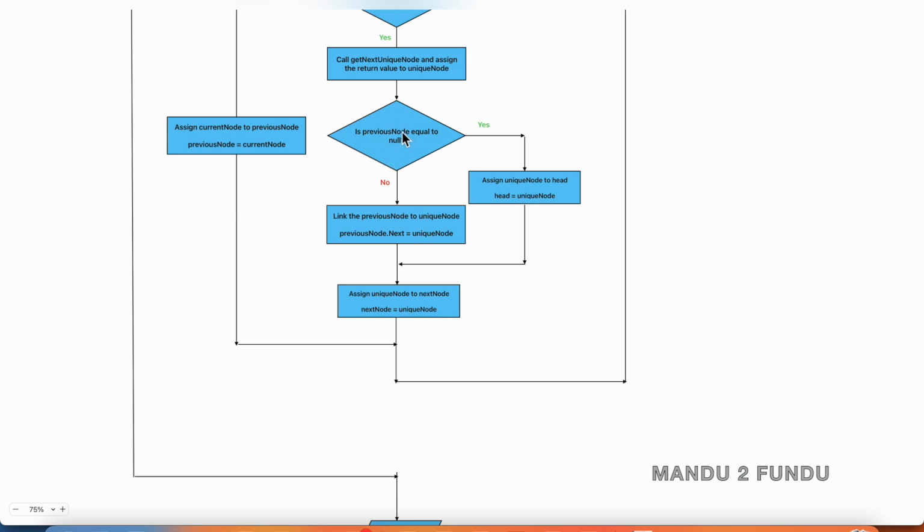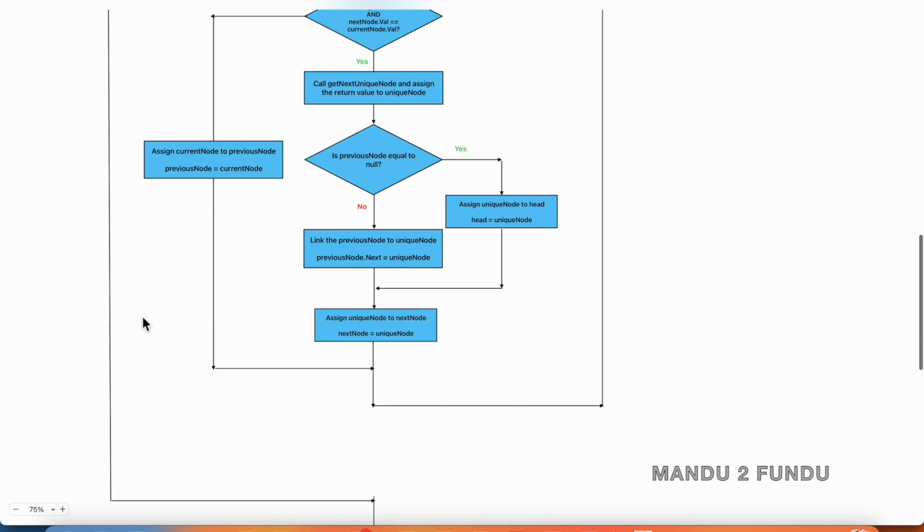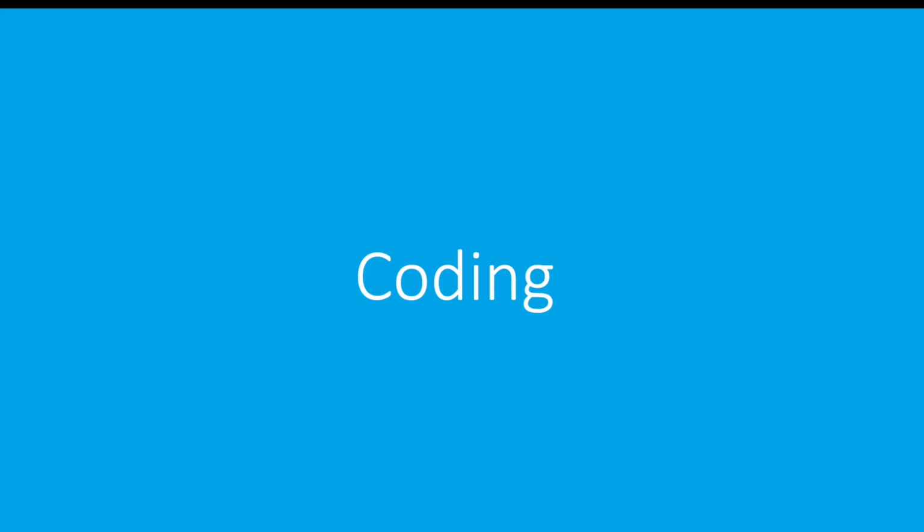Okay. So if the previous node is equal to null, then we simply assign the unique node as the head of the linked list. Otherwise, we link the previous node to the unique node. Okay, update the previous node's next pointer to point to the unique node. Then we assign the unique node as the next node. And after processing the current node, we update the current node pointer by assigning the next node value so that the next node in the linked list will be processed. So we repeat this until all the elements are processed. Then finally we return the head of the linked list. Let's move on to coding.